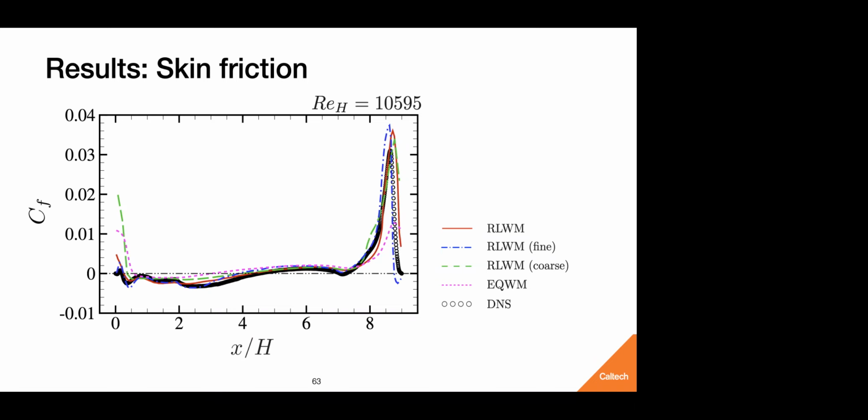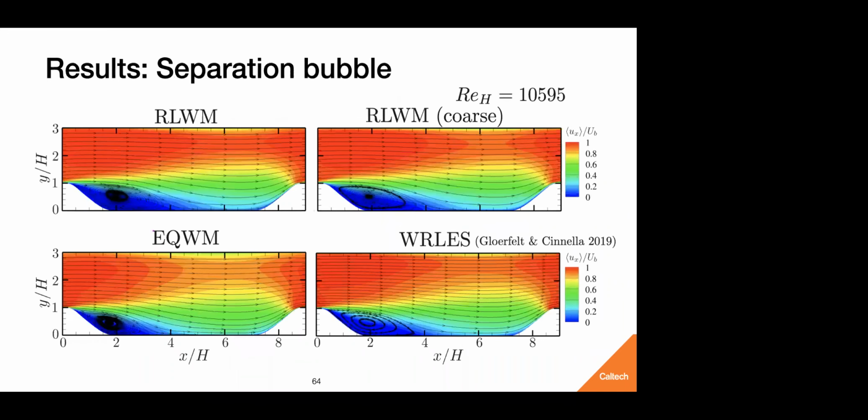This is the mean streamwise velocity and the stream functions that are plotted, which shows you the size of the separation bubble. And you can see here, this is the true result from well-resolved LES. You can see the separation bubble size here, which is quite similar to the separation bubble size you see in the two cases that use reinforcement learning. And then in the equilibrium wall model, you see that it is quite a bit smaller than the well-resolved LES case. So again, these two models do fairly well in terms of the separation bubble size prediction.